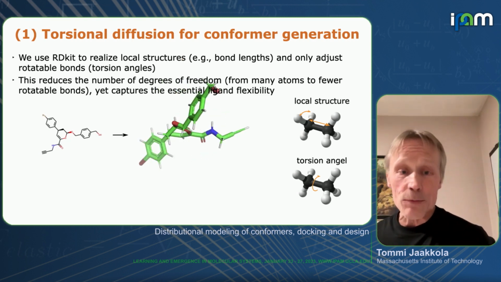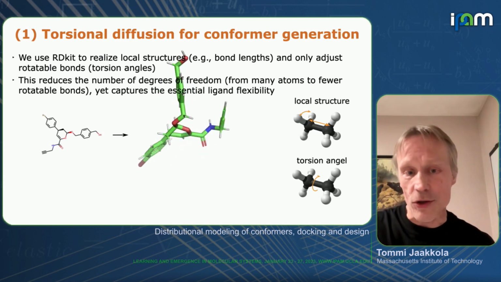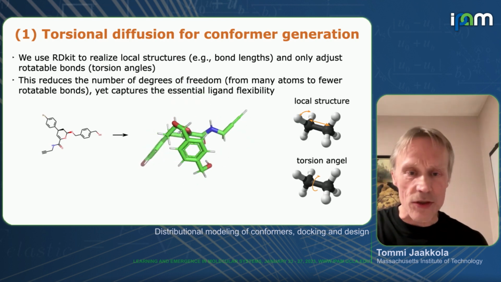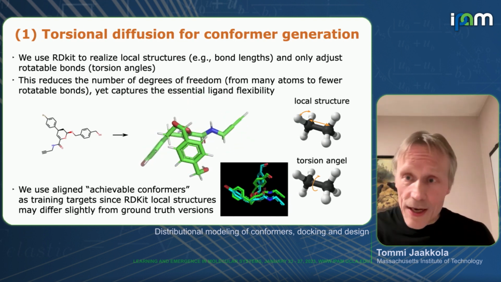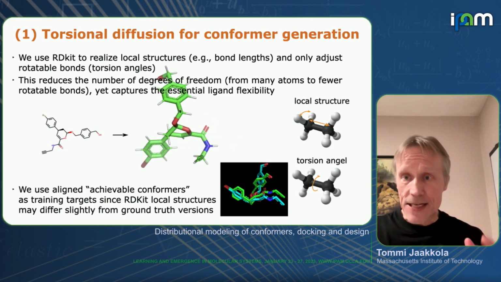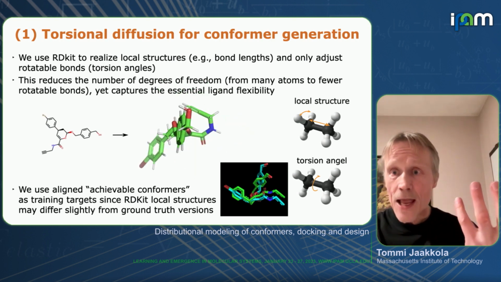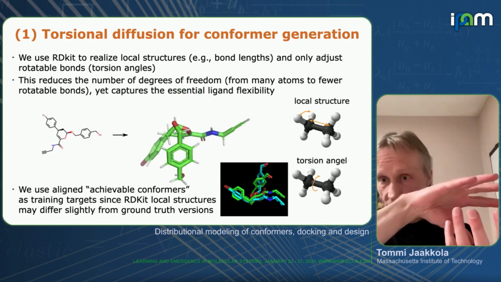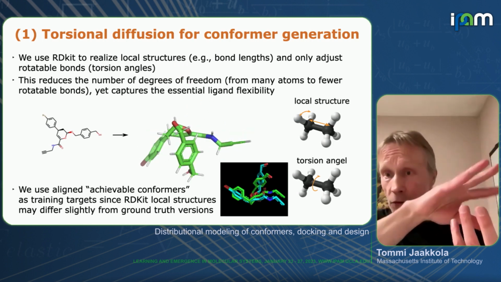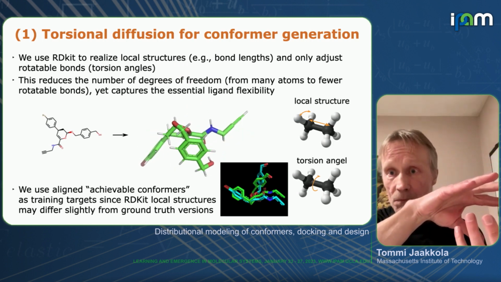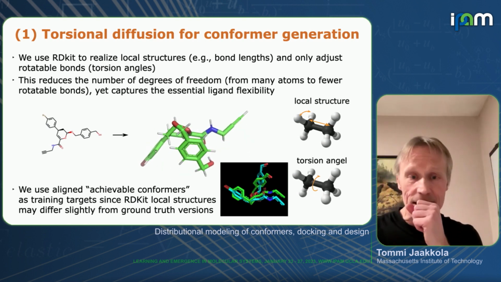So the first thing that we do here, this is just an illustration of changing the torsion angles, what kind of structures you can get. What we do here as a first step is we take a calculated low energy configuration and we find the closest match that we can get to by changing only the rotatable bonds.